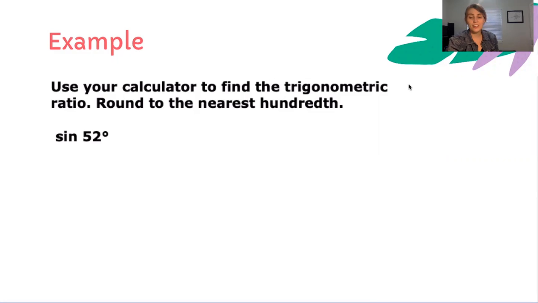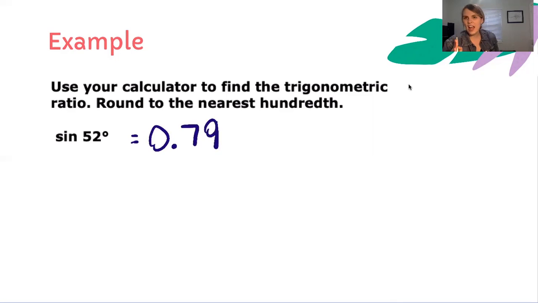So on your calculator, and this is even on the iPhone, you should have a button that says sin, S-I-N. You're going to click that button. It's going to say sin and then give you a parentheses. You'll plug in 52, close the parentheses. When you do that, you should get 0.79.